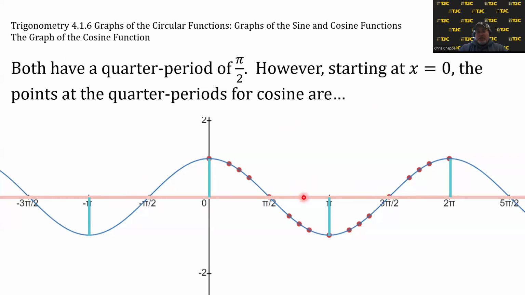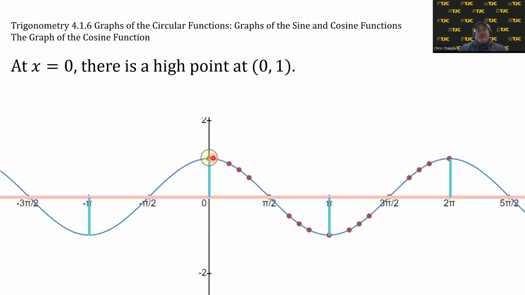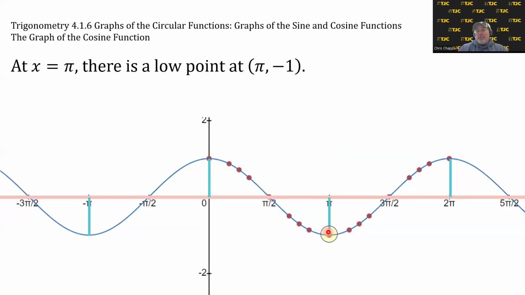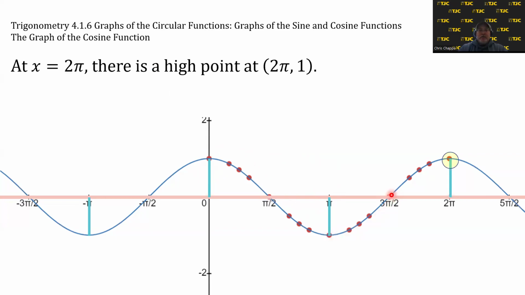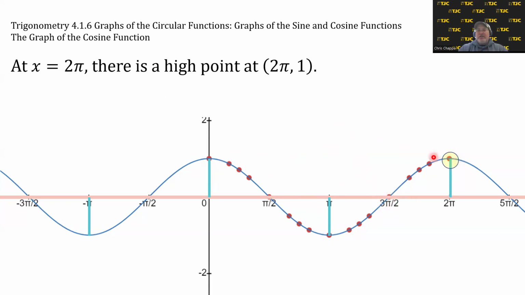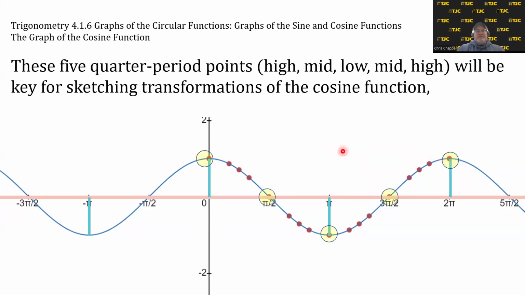Both have quarter periods of pi over 2. However, starting at x equals 0, the points at the quarter periods for cosine are at x equals 0, there's a high point at 0 comma 1. At x equals pi over 2, there's a middle point at pi over 2 comma 0. At x equals pi, there's a low point at pi comma negative 1. At x equals 3 pi over 2, there's a middle point at 3 pi over 2 comma 0. And at x equals 2 pi, there's a high point at 2 pi comma 1. These 5 quarter period points, high, mid, low, mid, high, will be key for sketching transformations of the cosine function.